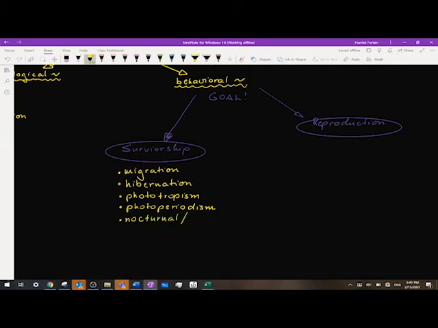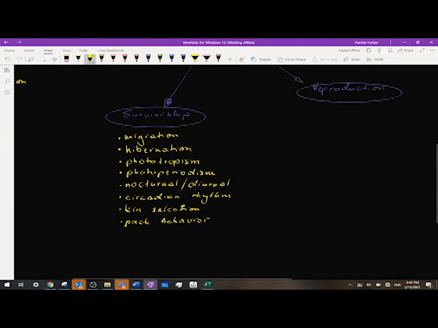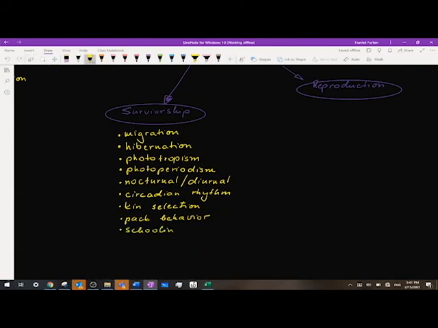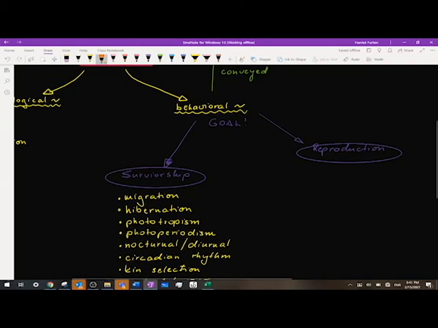Nocturnal or diurnal activities to avoid predation or to increase getting prey. Circadian rhythm is also for that same reason. The kin selection is for some animals to sacrifice their own life to save closely related organisms like ants and bees. Groups, pack behavior for the lions to catch the prey as well as for the wolves, and the schooling for the fish to avoid predation.